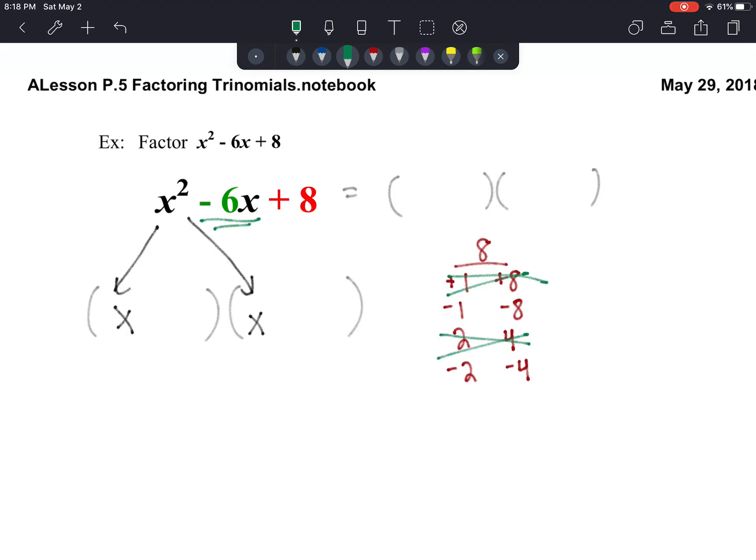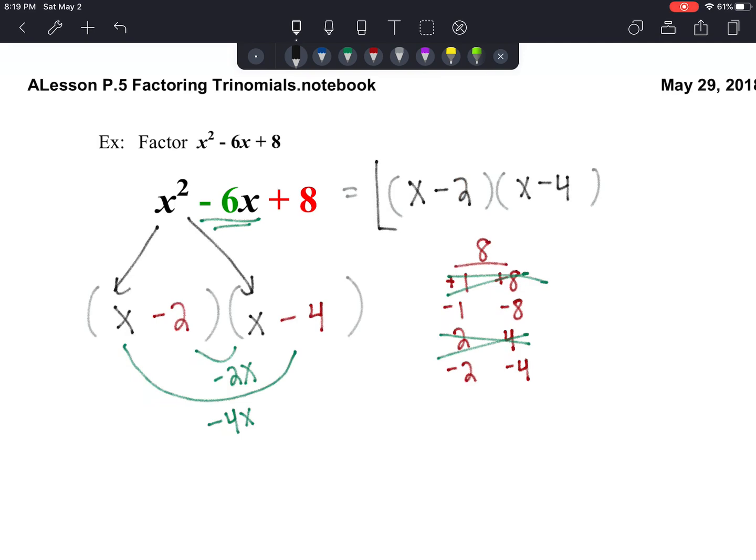So negative 1, negative 8: with practice, you're going to see that is going to give you negative 9x. That's not going to work. So you will get very fast at this because you're going to put a negative 2 and negative 4, knowing that you just do a quick check. Negative 4x, negative 2x gets you to the negative 6x, and our factors are x minus 2 and x minus 4.